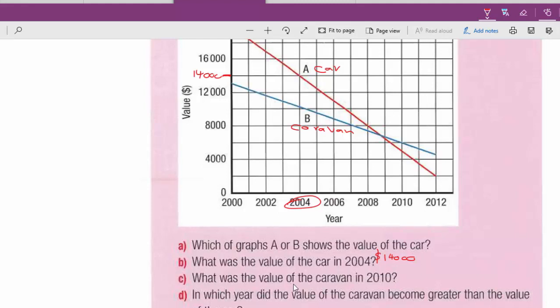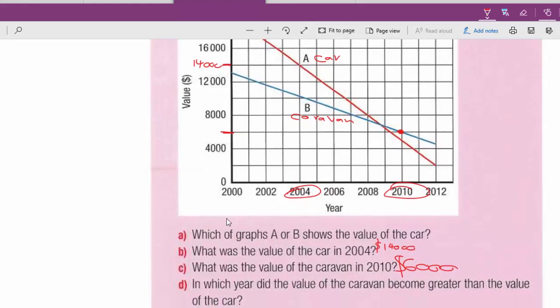What was the value of the caravan in 2010? Here's 2010, and the blue line is for the caravan here. The graph is going by 4,000, so here is 6,000. The value of the caravan in 2010 was $6,000.